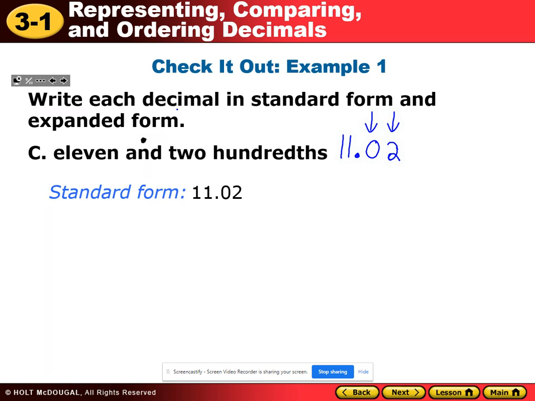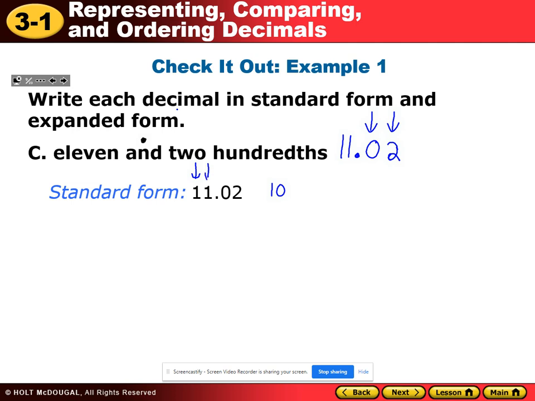So now we want to do expanded form. We're going to write each of these out. So this is the tens place, right? So if I write just that place value by itself, I would write 10. Now if it was 21.02, I would write 20. You look at just that place value.